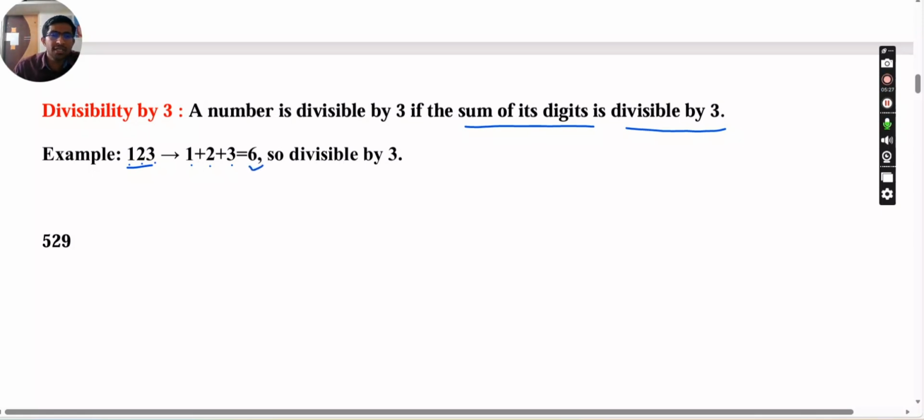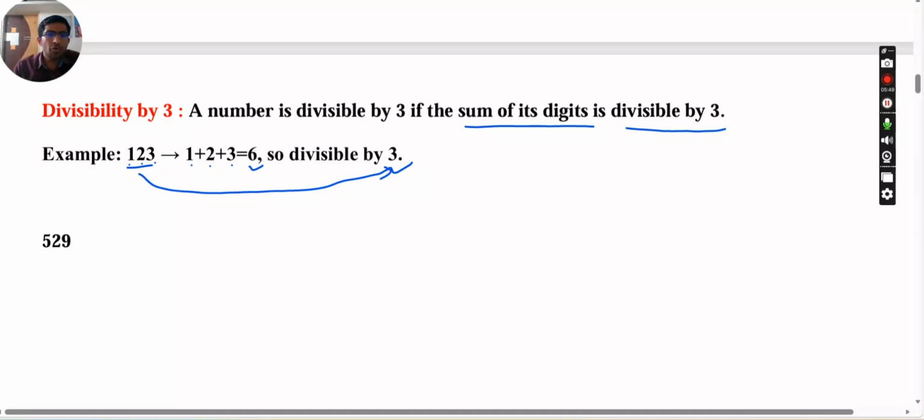So we have to check whether 6 is divisible, or whether 6 is present in the table of 3 or not. So everyone knows the table of 3. 3 ones are 3, 3 twos are 6. So 6 is divisible by 3. So this whole number, that is 123, is divisible by 3.